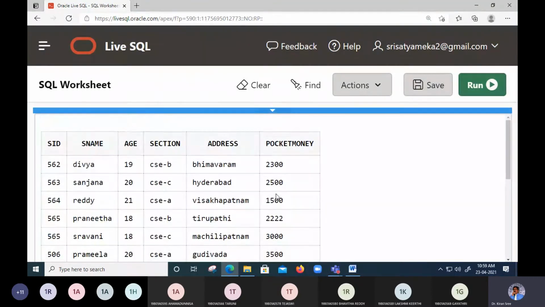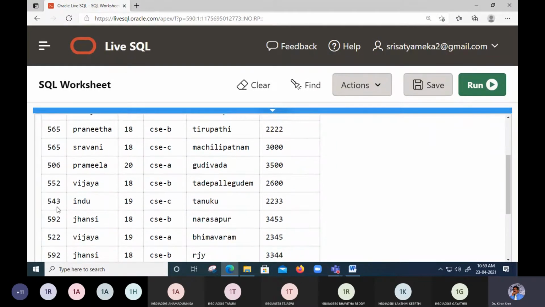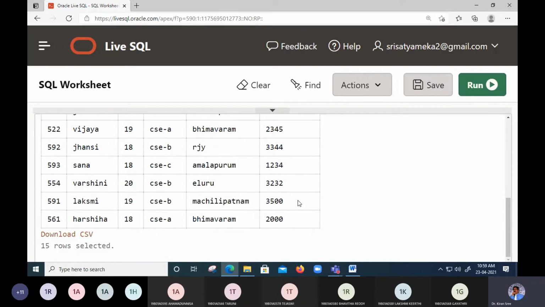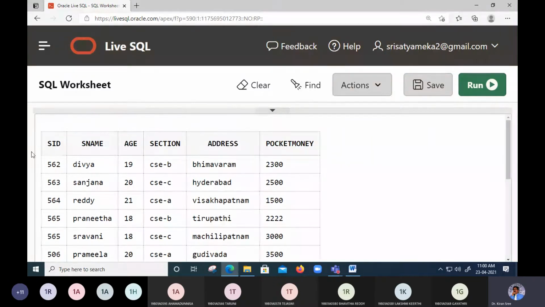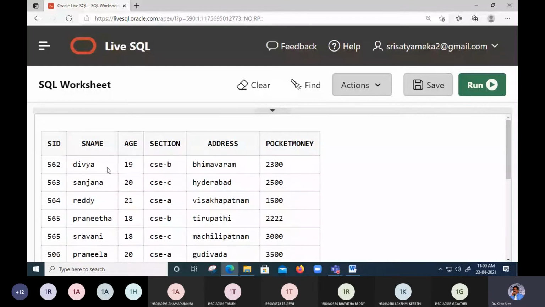So you can see the table here: student ID, student name, age, followed by section, address, and pocket money. You can see 543, Indu, she is 19 years old, in C section, from Tanuku, and she has 2,233 rupees. In this way, we build the table and get the table.